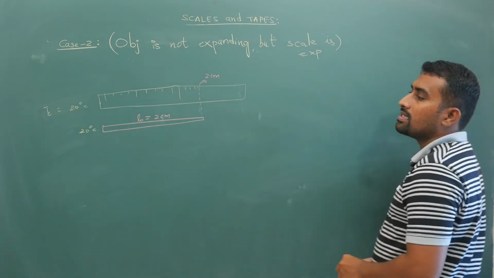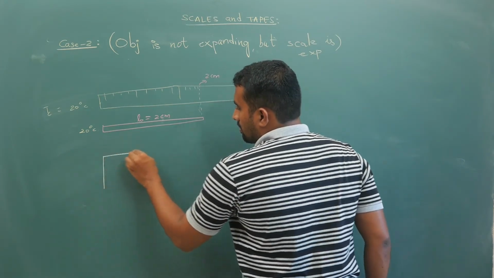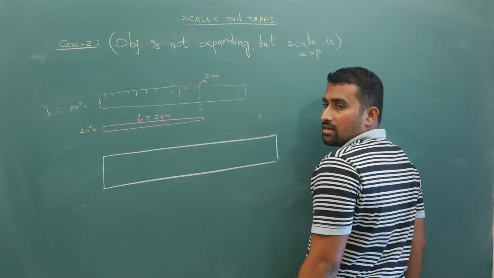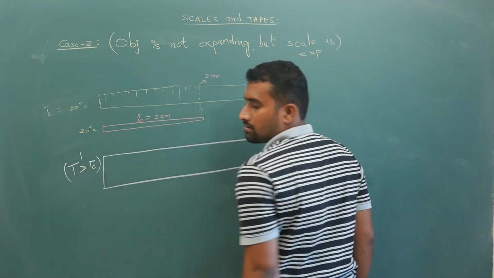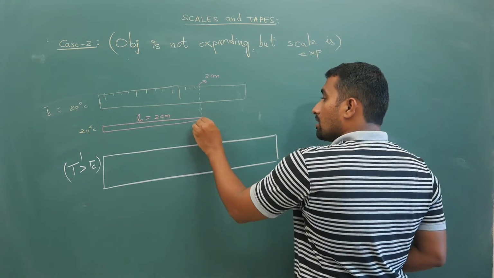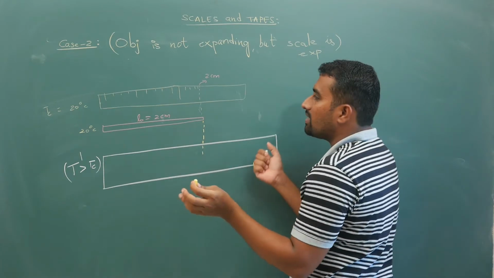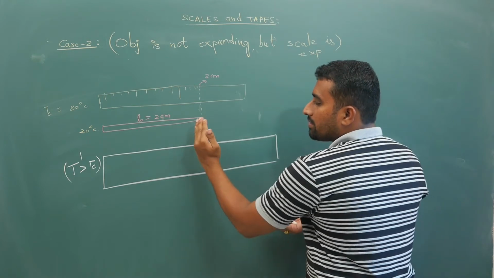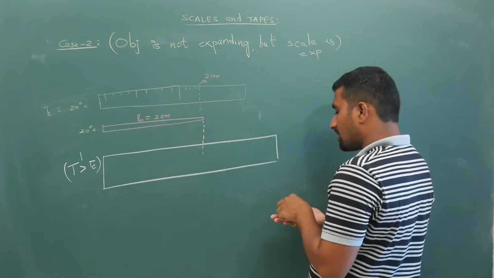But now what I am going to do is take this scale. Concentrate very carefully, this is the most important part. This is your new temperature T dash, which is greater than Tc. Now when you are heating, your gap will increase. Initially the 2 centimeter mark was here, but because of expansion it will shift somewhere here.